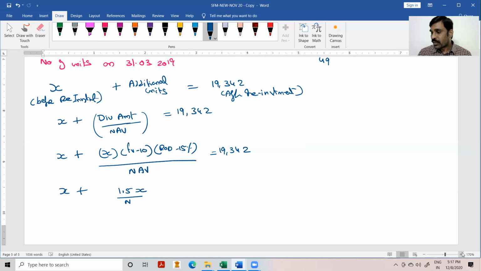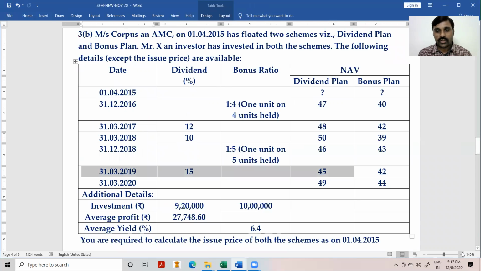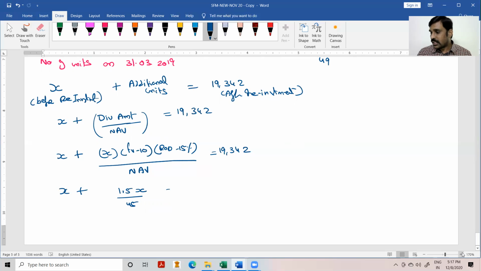Divided by NAV. What is the NAV as on 31st March 2019? 45 is the NAV. So x plus 1.5x divided by 45 is equal to 19,342. Taking the LCM, x into (45 plus 1.5) divided by 45, that is 46.5 divided by 45, is equal to 19,342.